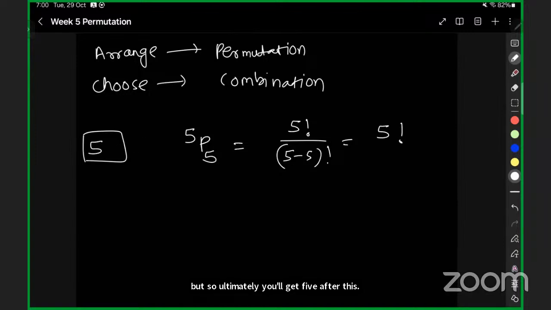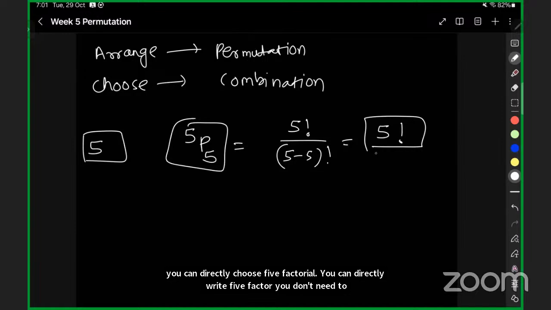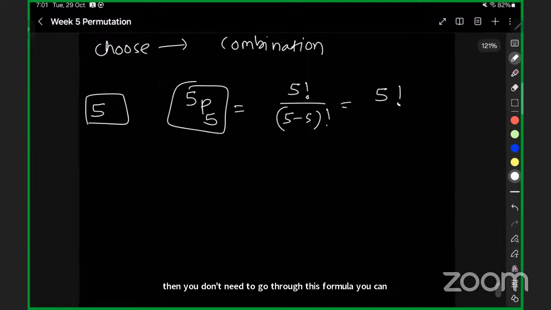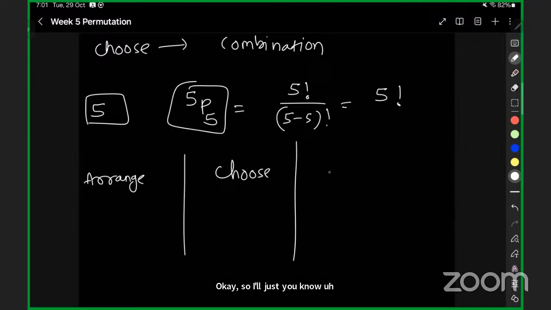Okay, so whenever you have distinct objects, all of them are distinct, and you are arranging all of them, then you can directly write 5 factorial. You don't need to go through this formula. Whatever the 5 objects are, arrange them, and you can directly get 5 factorial. Okay, so let's say choose, and choose and arrange. These three things will come into the questions.